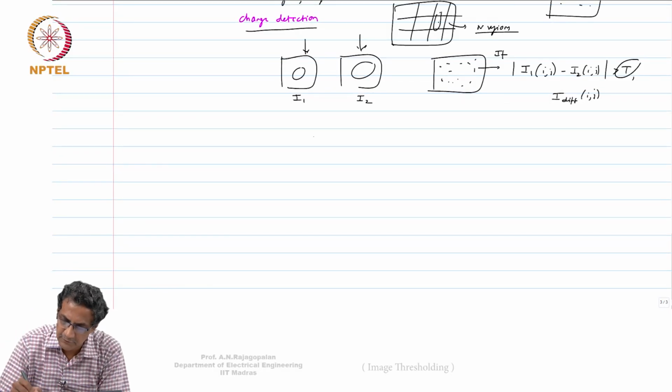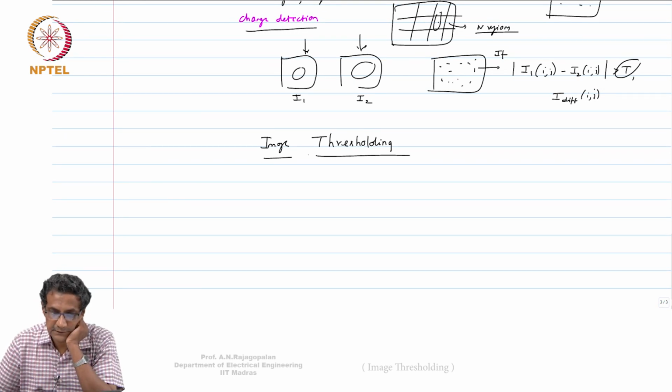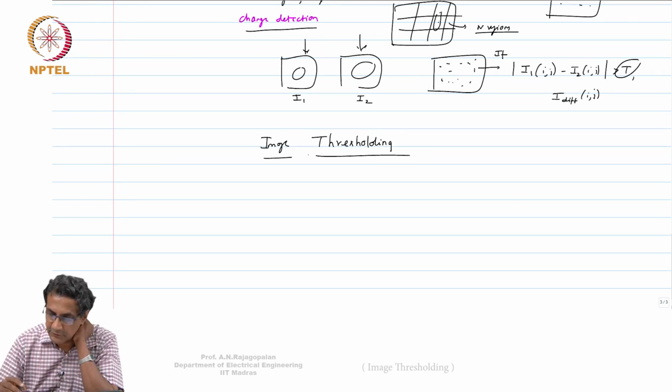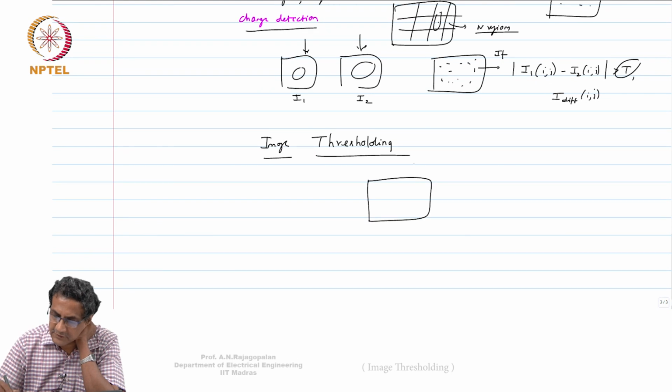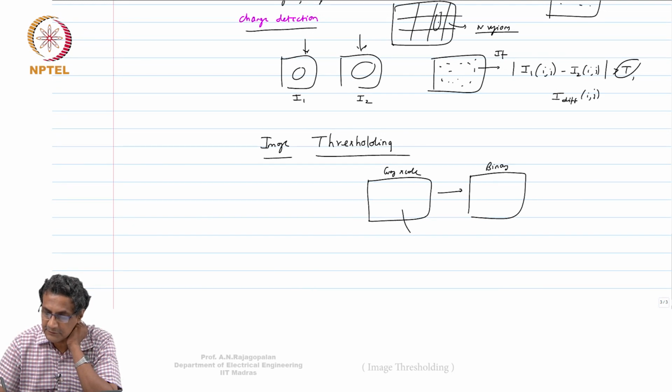Now this operation of finding a threshold is a very, very important operation called thresholding. Okay, image thresholding. Now finding a t seems to be an important thing. For example, if I give you a grayscale image, and suppose I ask you to convert it into, let's say, a binary image, then it actually means that you need to find some kind of a threshold.